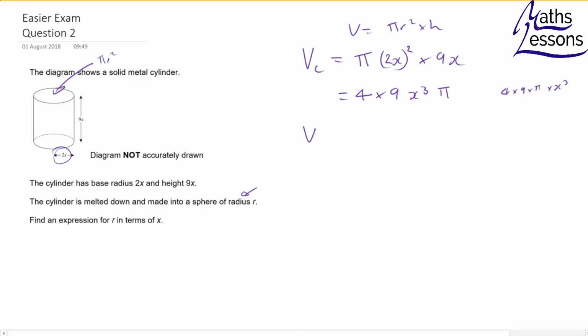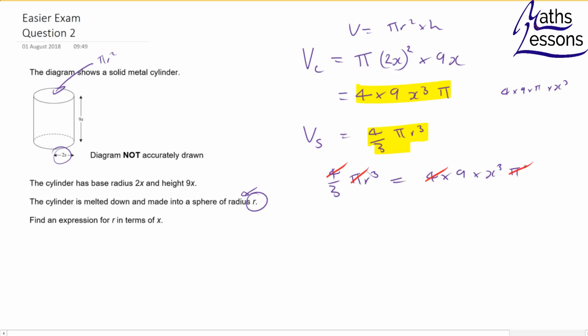Now we want the volume of the sphere. The volume of the sphere is going to have radius r, so this is going to be 4/3 pi r cubed. That's going to equal the volume of the cylinder. So we have 4/3 pi r cubed equal to 4 times 9 times x cubed times pi. And you can see straight away why I didn't times the 4 and the 9 out, because I can cancel out that 4, that 4. They're both on the top of the fraction. I can cancel out that pi with that pi because they're both on the top of the fraction.